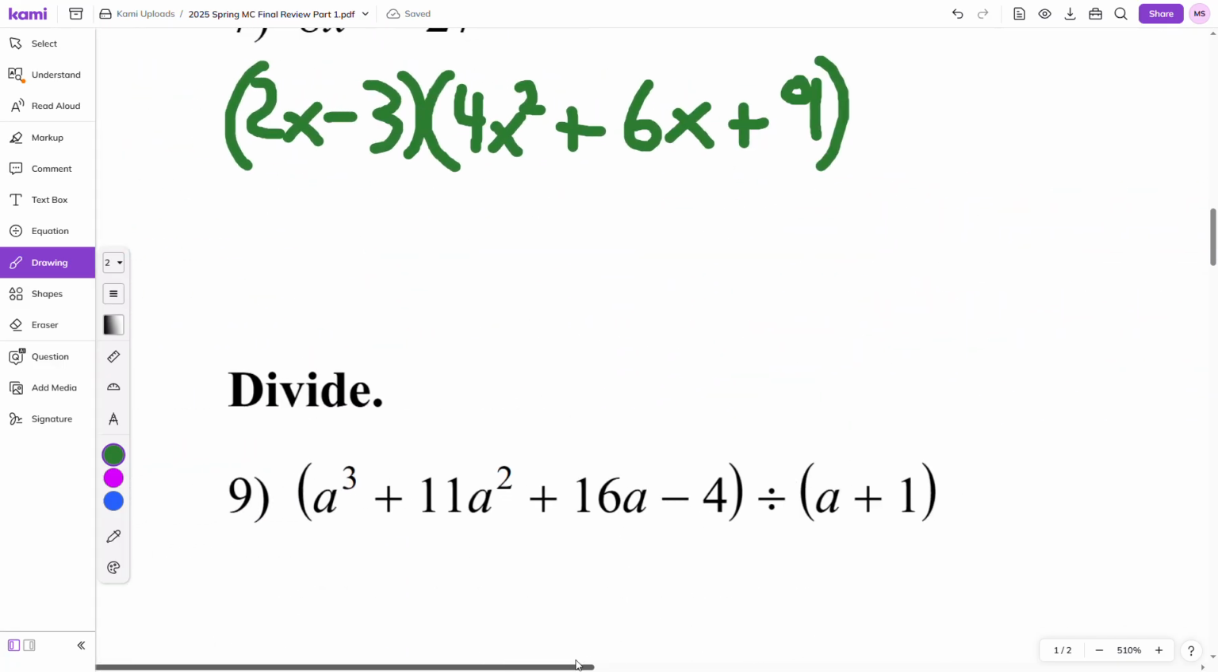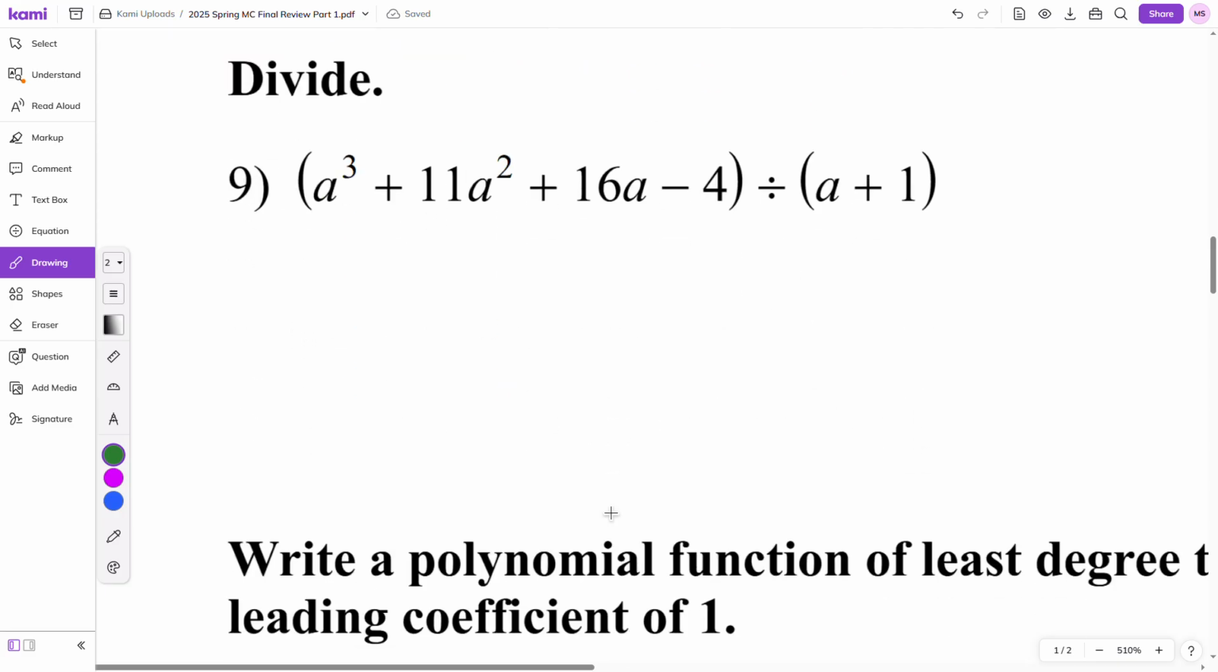Number 9. So this one is division, and there's a couple different methods that we use. So why don't you try your favorite method, and we'll be right back. Okay, I hope that was good. You could always pause it if you need more time. So there's a lot of different methods we can use. If the leading coefficient is just one, I always feel like synthetic division is the easiest. So I'm going to start with that.